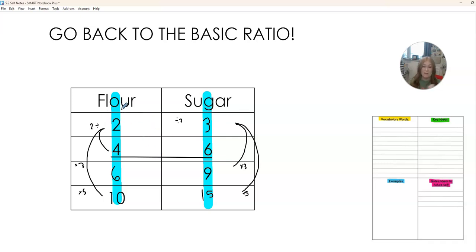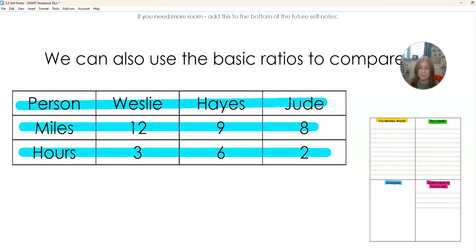Then we also have a basic ratio that can't be simplified anymore. 2 and 3 have a GCF of 1. So we take what we know, make the basic ratio by dividing. Then we use the basic ratio to multiply and say, how do I get from here to here every time? We can also use those basic ratios to compare. And remember, you can also write down here if you need more space.